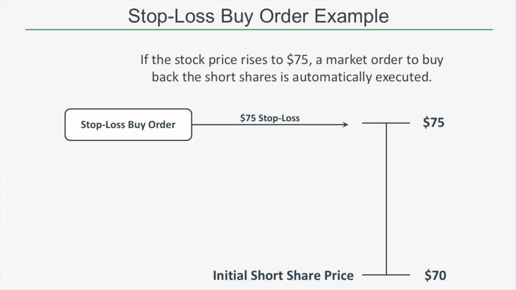Alright, in this example we're going to look at a stop loss buy order. So let's say you short some shares of stock for $70 per share, but you want to buy those shares back if the shares rise to $75. So to do that, you could use a stop loss buy order with a specified price of $75. If the stock price rises to $75, a market order to buy back the short shares will automatically be executed, and you'll be taken out of those shares at the current market price. So using stop loss buy orders is a way that you can cover short shares of stock or a short option when it rises to a certain price.